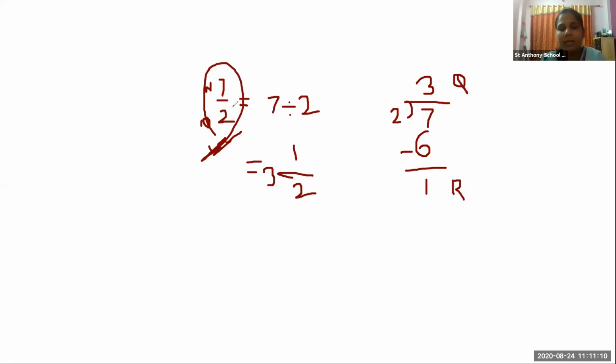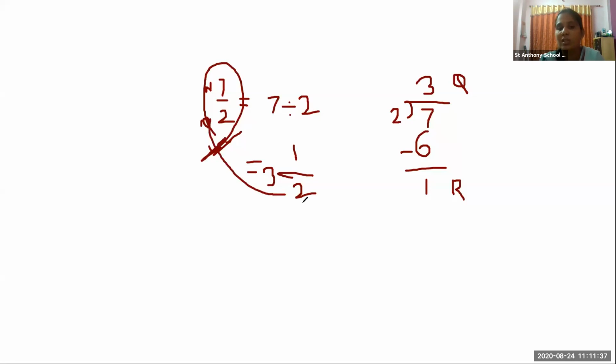Whenever you convert an improper fraction into mixed fraction, keep the denominator as it is. हमने डिनोमिनेटर वैसे ही रखा, ठीक है. Then what is our quotient? 3. क्वोशिएंट हमको यहाँ पे लिखना है. What is our remainder? 1. वो वहां पे चले जाएगा ऊपर. So 3 1 upon 2. 3 1 upon 2. This is mixed fraction.